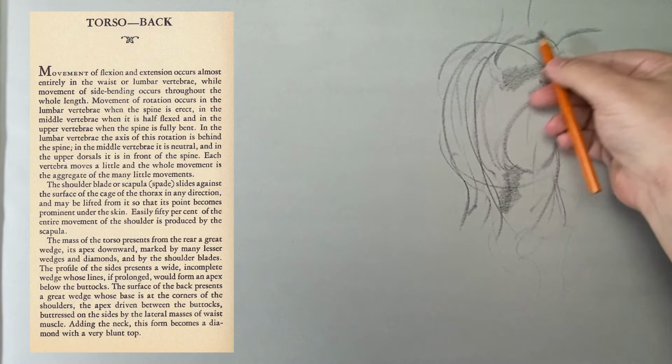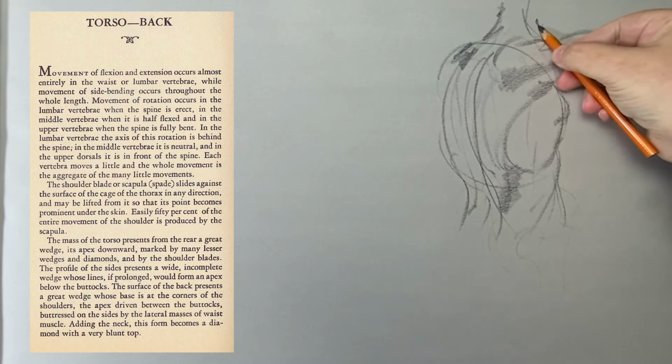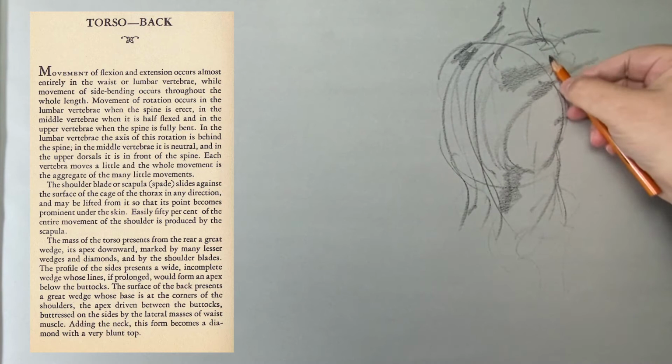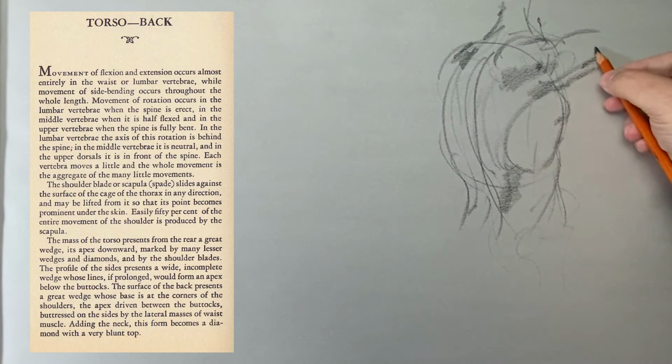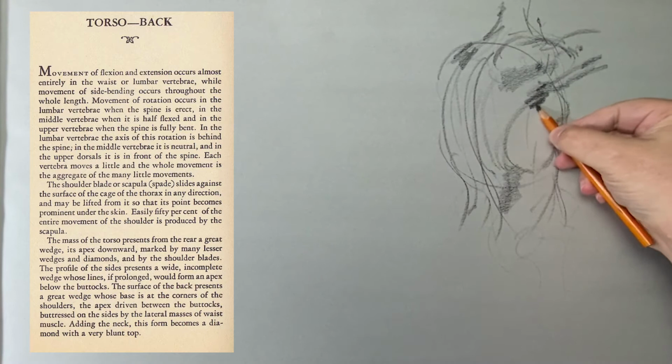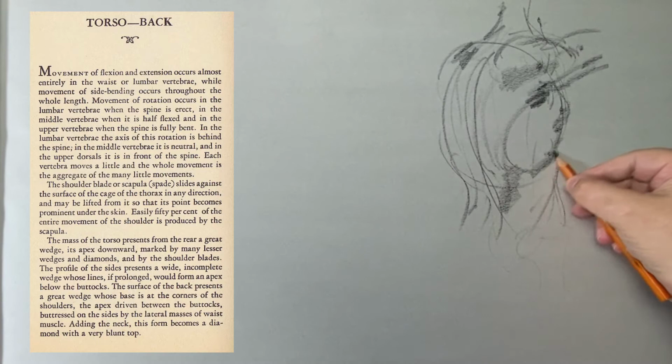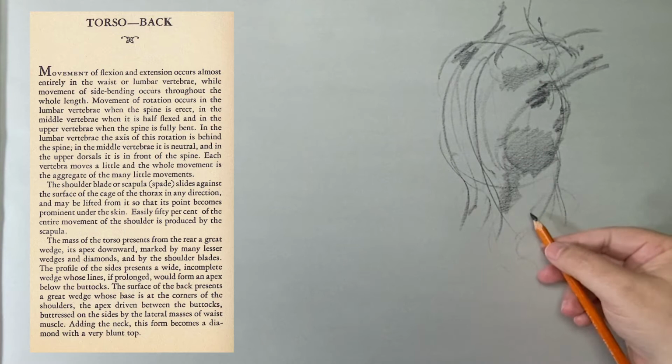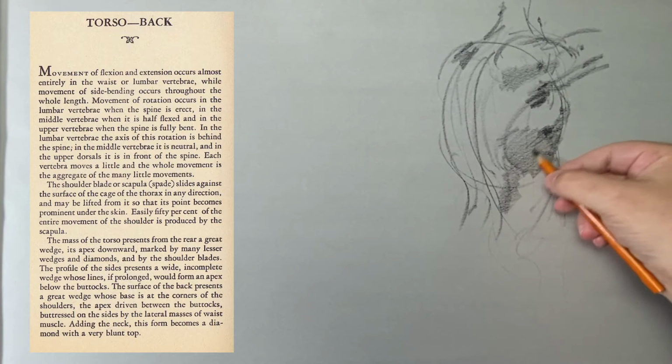The mass of the torso presents from the rear a great wedge, its apex downward, marked by many lesser wedges in diamonds, and by the shoulder blades. The profile of these sides presents a wide, incomplete wedge whose lines, if prolonged, would form an apex below the buttocks. The surface of the back presents a great wedge whose base is at the corners of the shoulders, the apex driven between the buttocks, buttressed on the sides by lateral masses of waist muscle. Adding the neck, this form becomes a diamond with a very blunt top.